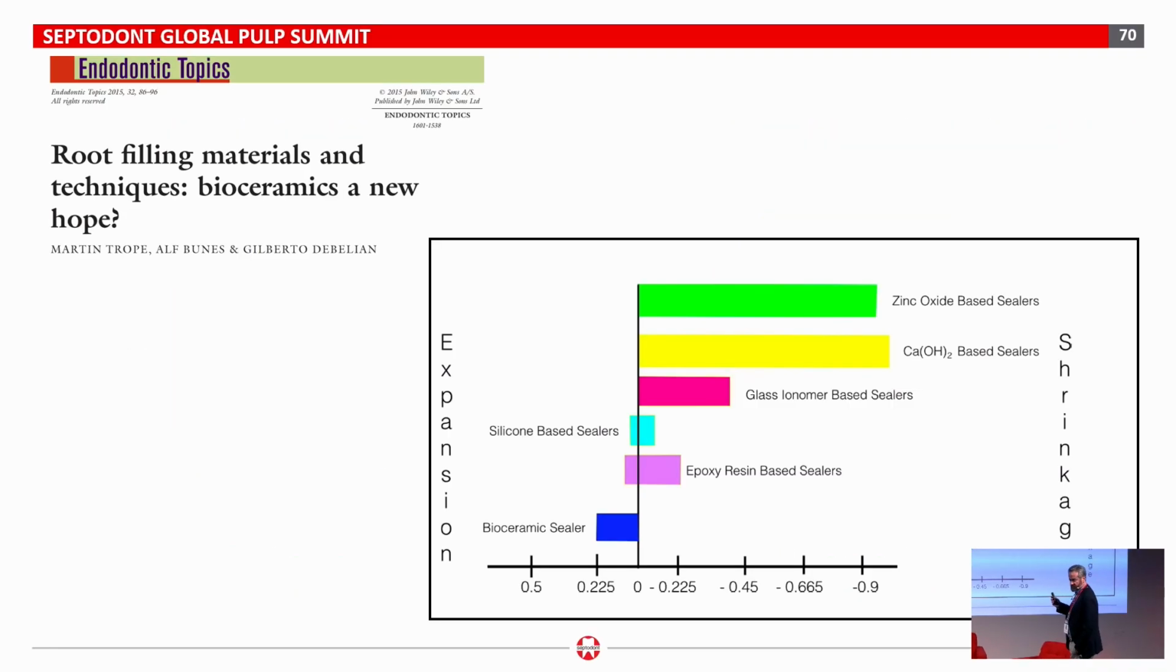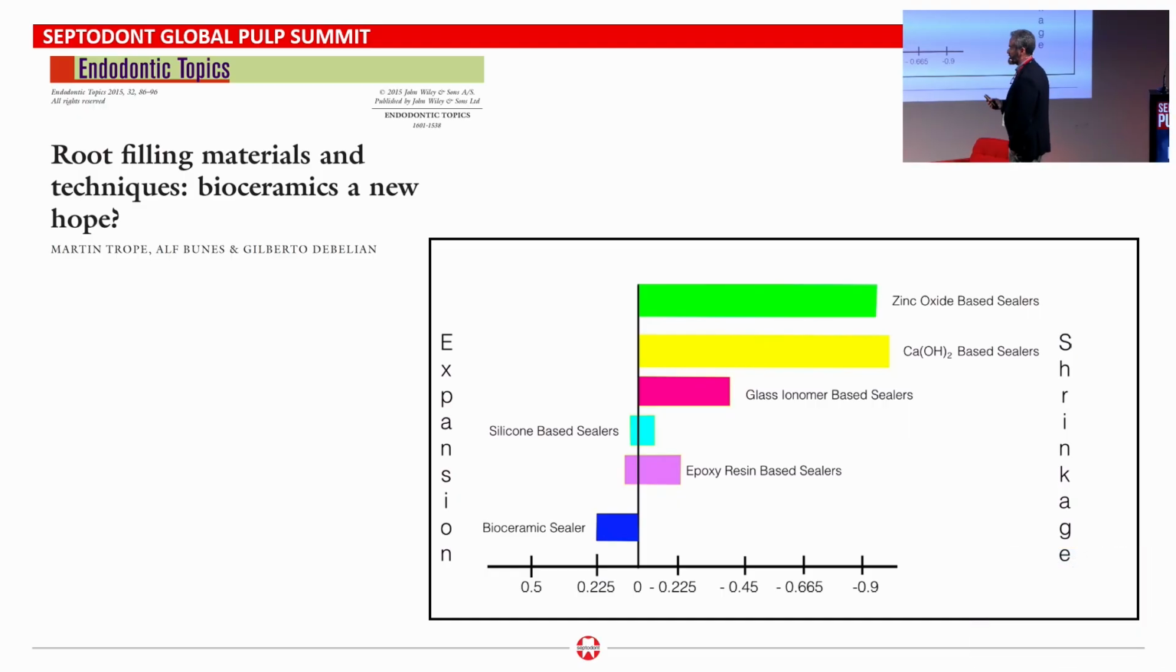We have this article from Martin Troop and Gilberto de Bellian, that tested a lot of sealers, and the ones that have expansion are the hydraulic sealers. So this is the reason we use these sealers now with the single cone technique.